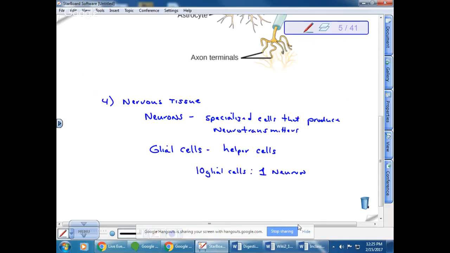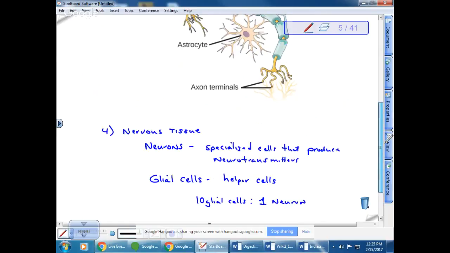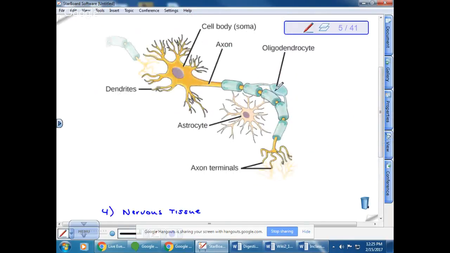Right? And so we're going to talk about some glial cells, some that you might have already heard, like Schwann cells are examples of glial cells. If you look at your diagram here, oligodendrocyte, that would be a glial cell. An astrocyte would be a glial cell. And then we have this cell, which is actually the neuron, right? And it receives neurotransmitters. It can bind neurotransmitters at this end, and it can produce neurotransmitters at this end. Okay, so those are the four different types of tissues that you have in your body.